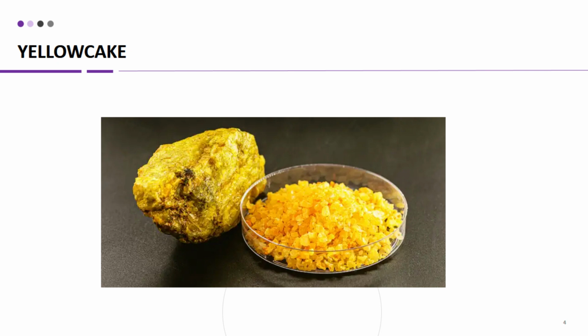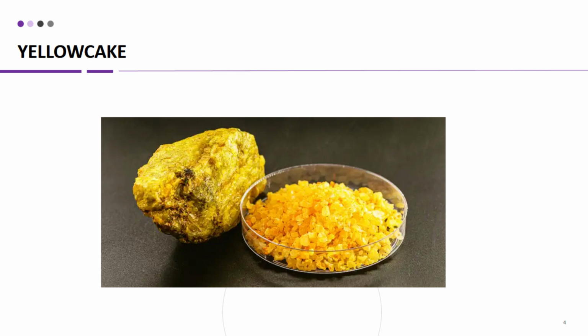Yellowcake is usually converted into other forms before it can be used as fuel in nuclear reactors. One common conversion method is to convert yellowcake into uranium hexafluoride, UF6, which is a stable compound that can be easily transported and processed. This conversion involves reacting yellowcake with hydrogen fluoride, HF, to produce UF6, which is a solid at room temperature but can be easily converted back into a gas for transport.